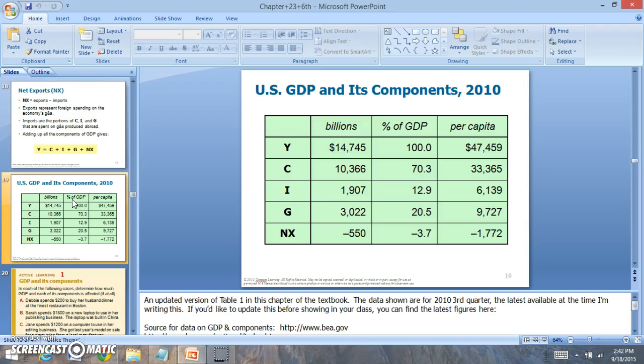So let me show you the impact of GDP. If you look right here at this diagram, you'll notice that here's total GDP. 70% goes towards consumption, or consumers. 20% is government spending. 13% is business investment, and net exports is a negative 4%. So you'll notice that consumption is really a main driver of economic growth in our economy. That's an important thing to evaluate.